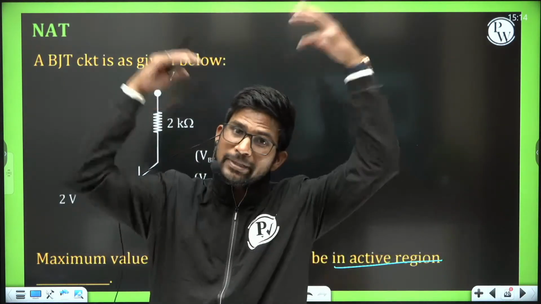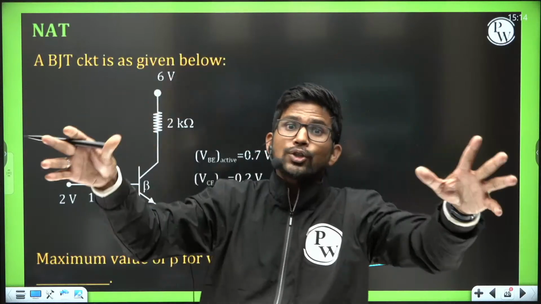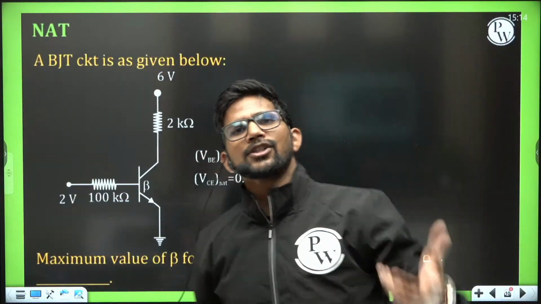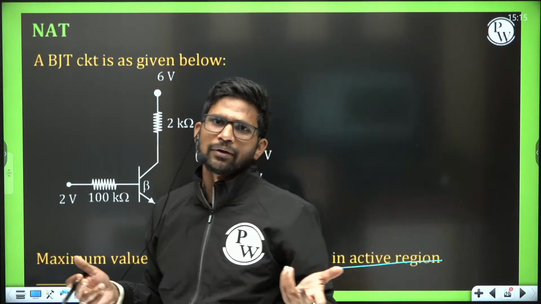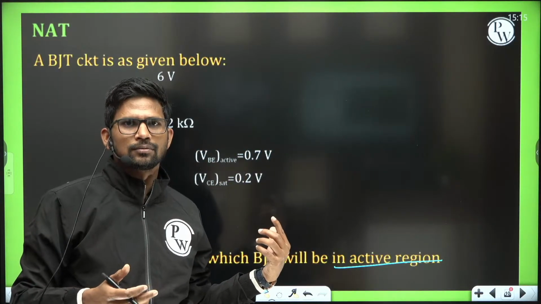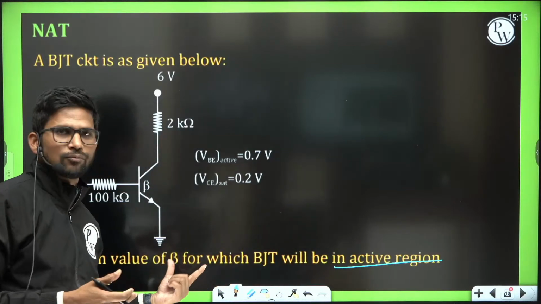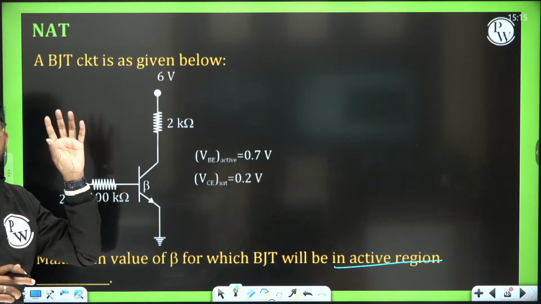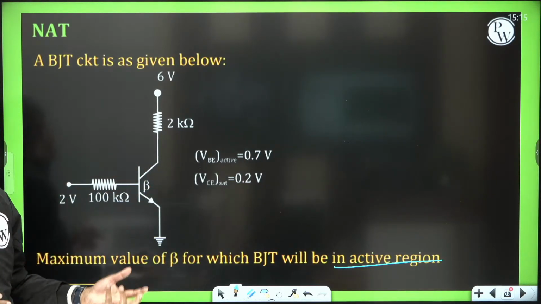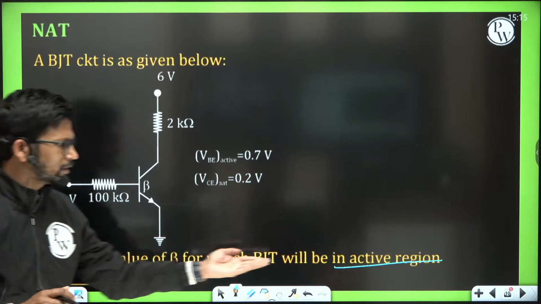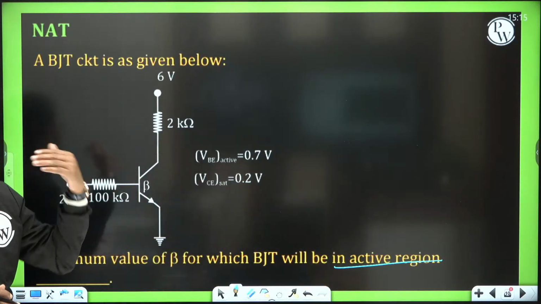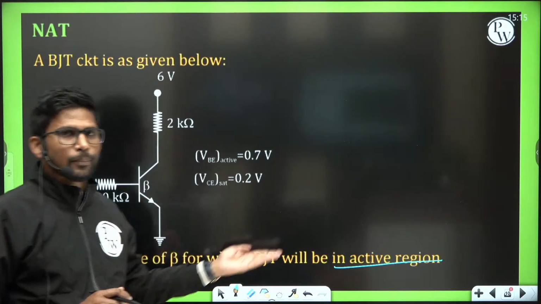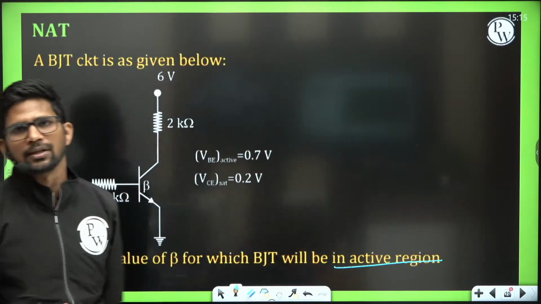So you assume that BJT is in on condition, and you will also assume that the BJT is in active region, and then you apply the condition of active region, and then the value of beta will come out to be whatever value is asked. So here you need not find out whether my BJT is on or off. You will assume that BJT is in on condition, definitely, then only this can be calculated. And that on BJT, I am assuming active region, because I need to find out the maximum value of beta for BJT to be in active region.